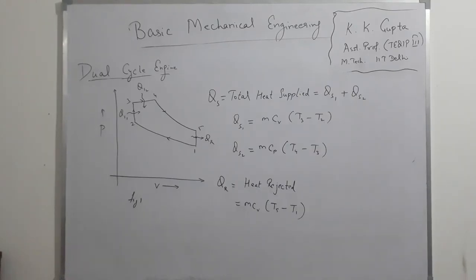Now QS is total heat supplied, that is the summation of QS1 plus QS2. QS1 is heat supplied at constant volume, so mathematically we can write it as m Cv (T3 minus T2), and QS2 is the heat supplied at constant pressure, so we can write it as m Cp (T4 minus T3). Now QR is heat rejected, that is at constant volume, so we can write it as m Cv (T5 minus T1).